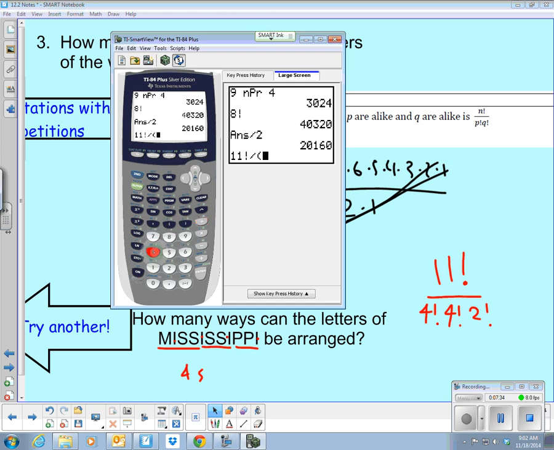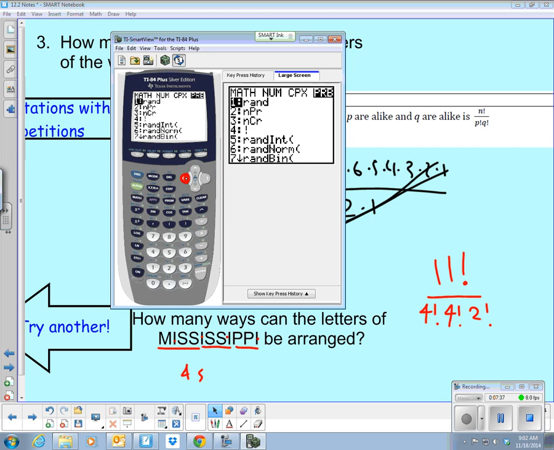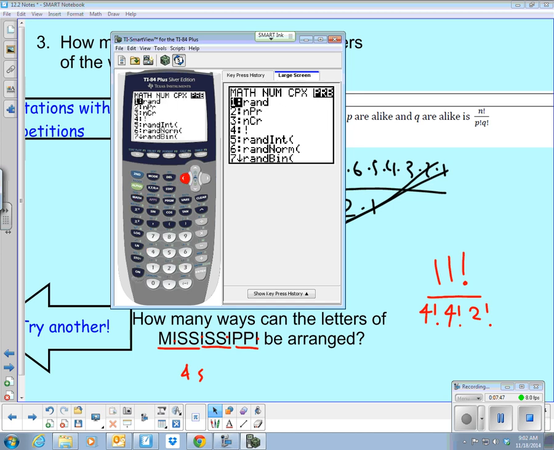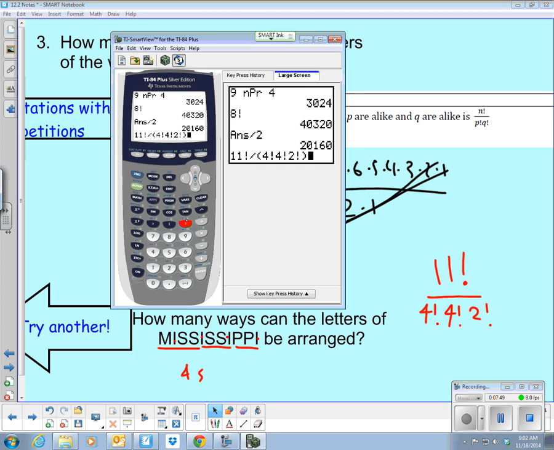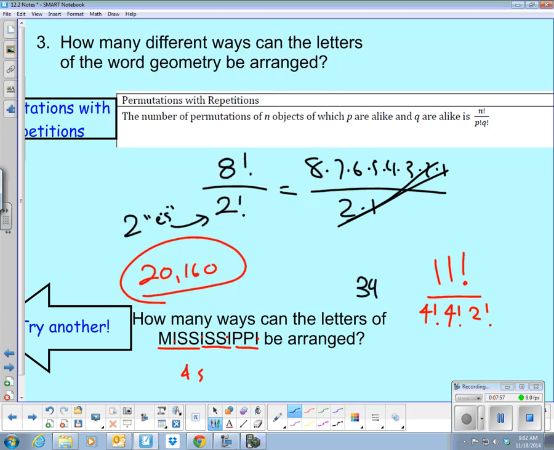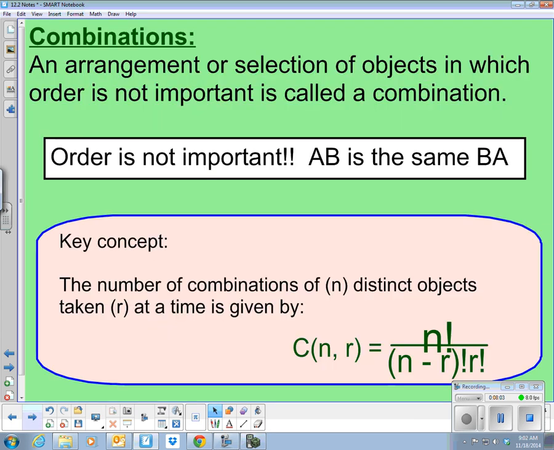So I want to go 4 factorial. Then I just go 4 factorial, 2 factorial. But I want that all in parentheses because I want it to divide that entire denominator together. So that'll be my answer, 34,650. That'll be my answer. All right, combination is a little bit different.